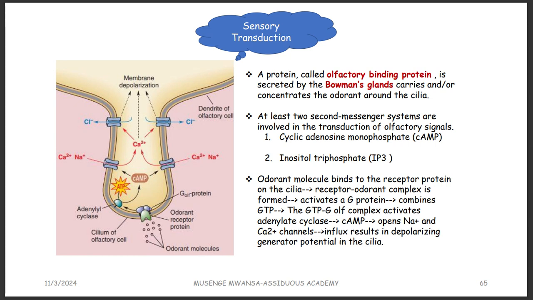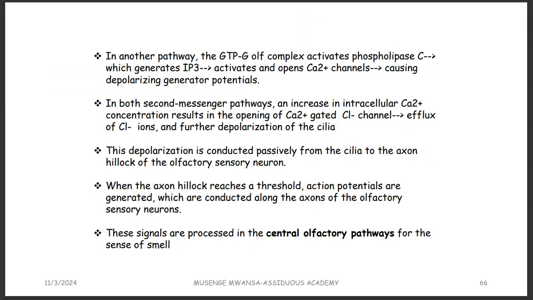And when you form your cAMP, it's going to bind to the sodium and the calcium channels, thereby opening them. When you open these guys, there's an influx of positive charge, and that is going to lead to depolarizing generator potentials. That is the first mechanism.